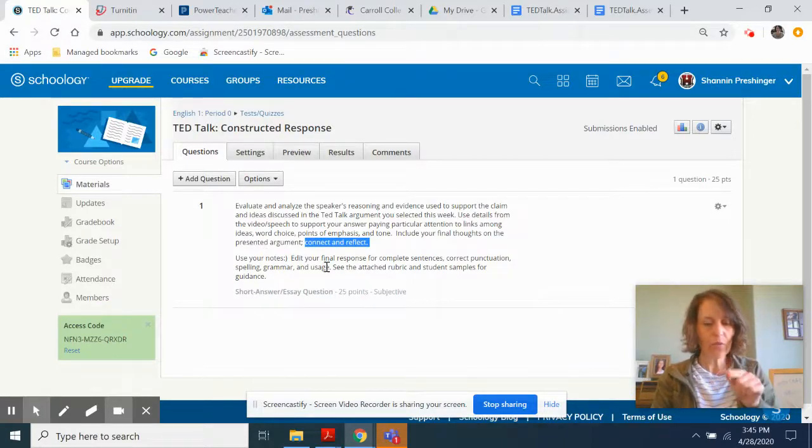And make sure before you submit that you have proofread it, because I'll be looking at it for your grammar and your punctuation and your sentence structure and your usage and all of those conventions for part of your grade. And we'll talk about the rubric here next in just a second.